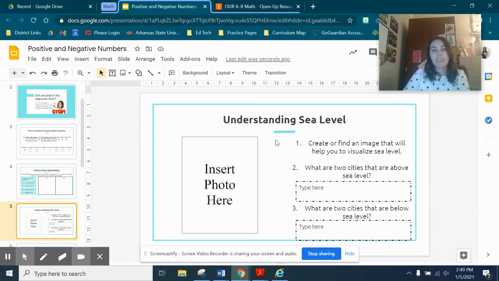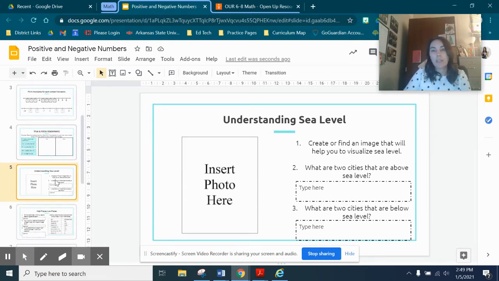Okay, understanding sea level. So this goes on to what we were talking about yesterday. So I want you to find a photo. You can't use the one that I did yesterday, but you find your own photo that helps you understand what below sea level and above sea level means. And then I want you to find 2 cities that are above sea level and 2 cities that are below sea level. Your choice of what cities. There is a right or wrong if you pick an above one that's below and you put it in as above. Bonus points, not really bonus points, but if you write down what the actual level is.